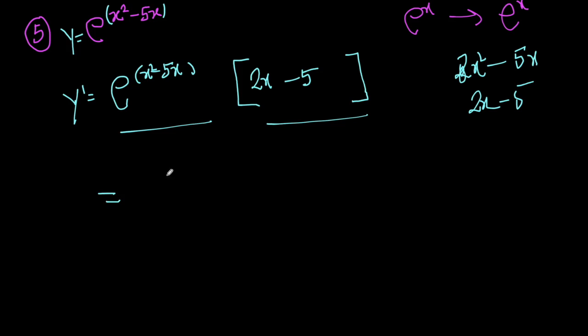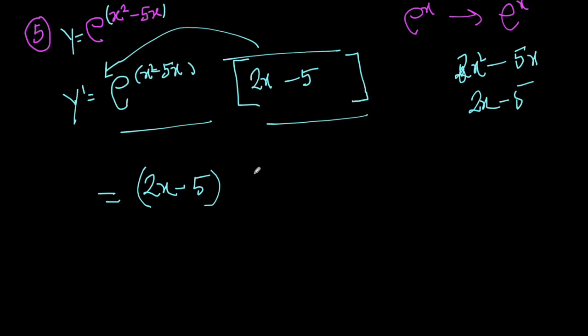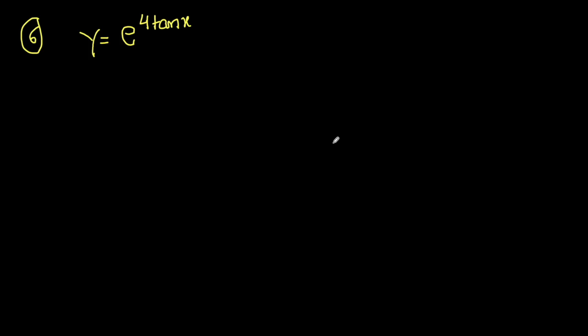So the answer is, always try to write this as a coefficient: 2x minus 5 multiplied by e to the power x squared minus 5x. You can see that by using the chain rule you can solve any problem in not more than 5 seconds. Okay, so let's take another question.